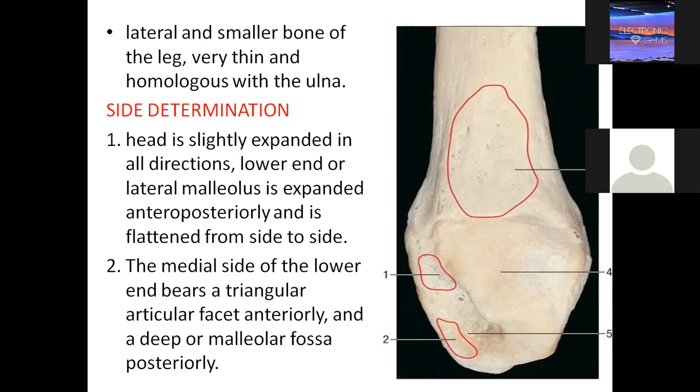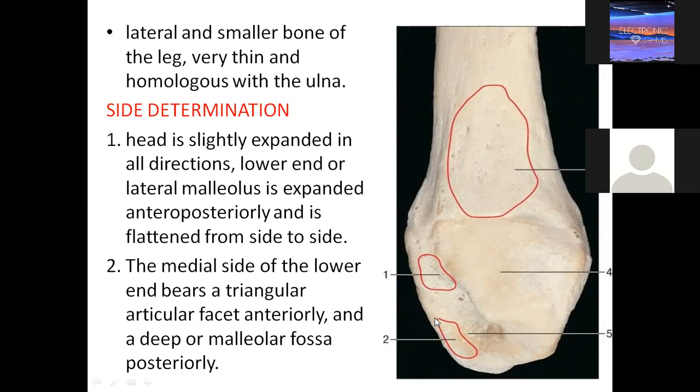If you just try to compare, see and see repeatedly at least 2 to 3 times, if you exercise yourself, then you will get used to it: yeah, this is the upper end, this is the lower end. But at one look, at first glance, you will always get confused about which is the upper end and which is the lower end. Okay, so the head is slightly expanded in all directions, and the lower end, the lateral malleolus, is expanded antero-posteriorly. So this is the anterior end and this is the posterior end.